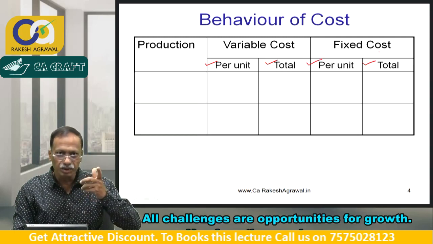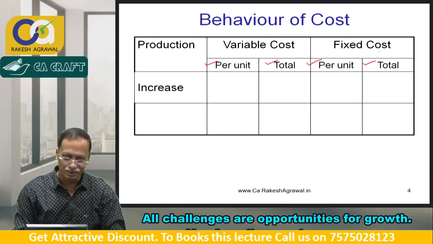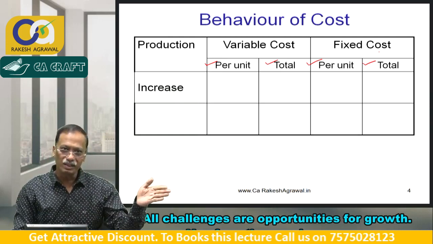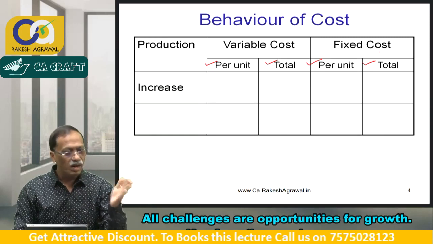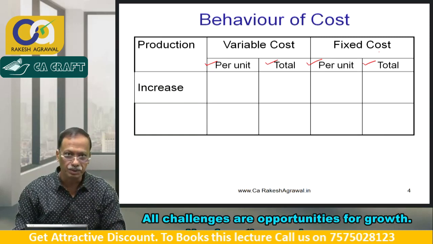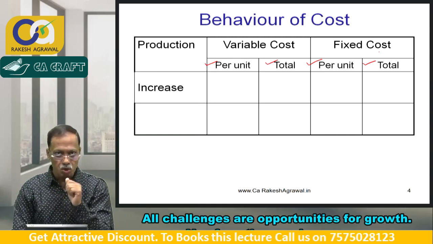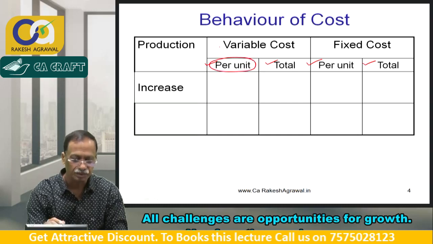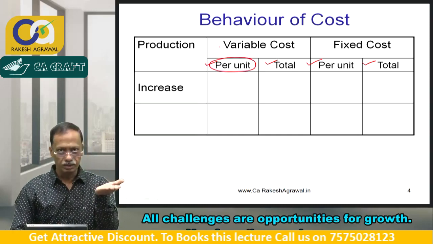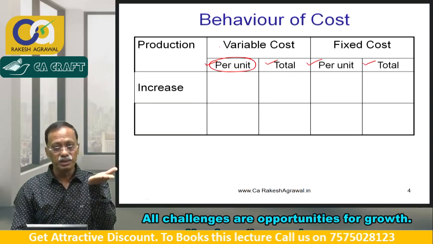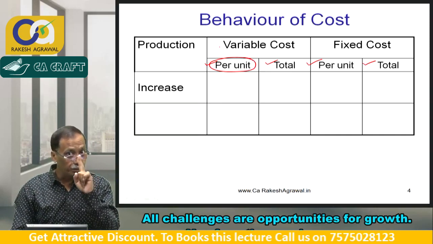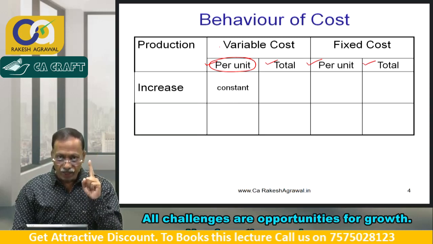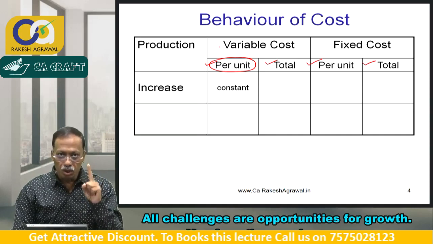Now due to change in production, what happens? Suppose my production increases. So there is an increase in production. It means, let us assume earlier I was producing 10,000 units in a year. Now I have started producing 15,000 units in a year. So there is an increase in production. Now due to increase in production, what will happen to per unit variable cost? With increase in production, will per unit variable cost increase? No, my dear friends, per unit cost remains constant. I repeat, variable cost per unit always remains constant.